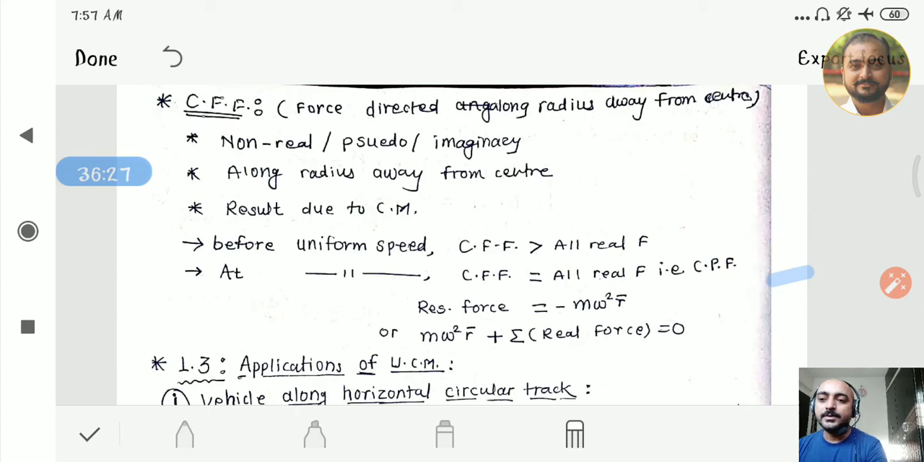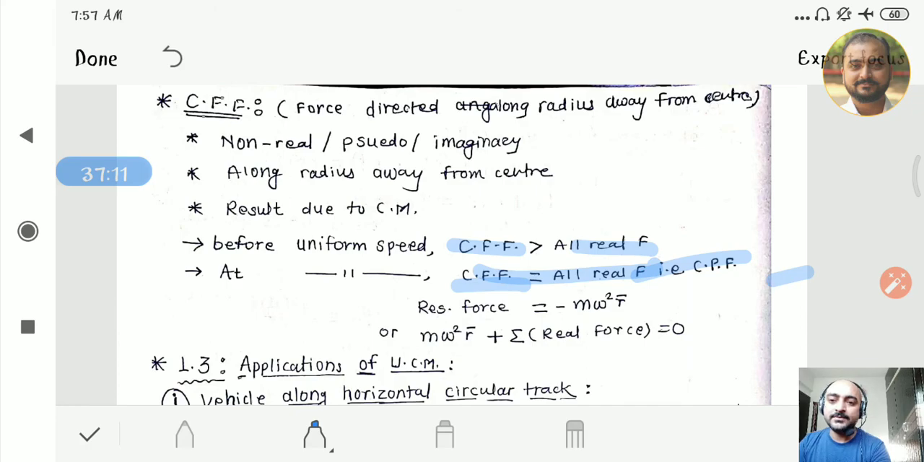Next, what we can say is that before the uniform speed is reached by the body, the centrifugal force is greater than the real force. We can give the example of when you start to rotate a fan. Before it reaches uniform speed, the centrifugal force is always greater than all the real forces. But when uniform speed is reached, at uniform speed, the centrifugal force and all the real forces are equal. That is, the centrifugal force and centripetal force are balanced to each other.